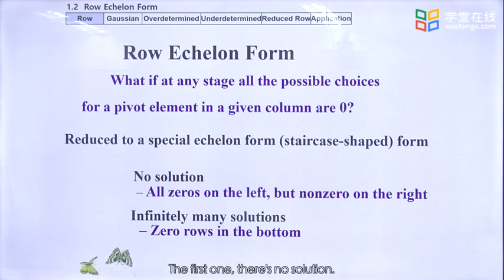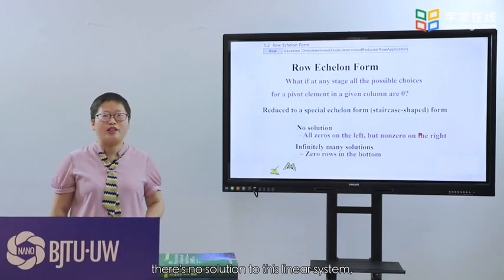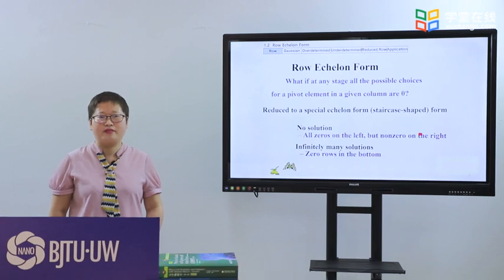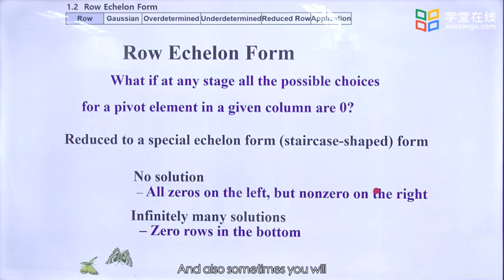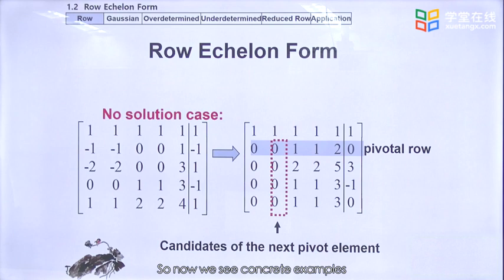The first one, there's no solution. In this case, all zeros on the left, but non-zero on the right. If it's like this, there's no solution to this linear system. And also, sometimes you will find there are infinitely many solutions. In this case, you will find 0 rows in the bottom. So now we see concrete examples.